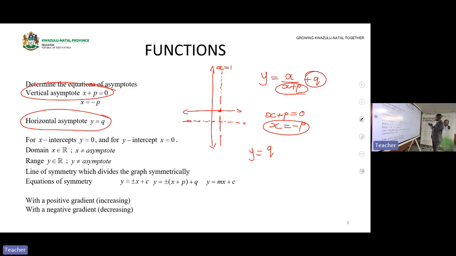So as I said, in our graph, we'll have a horizontal asymptote as well as a vertical asymptote. Then another thing that is critical and important, just like any other graph, before you sketch the graph, you will have to calculate the x-intercept as well as the y-intercept.